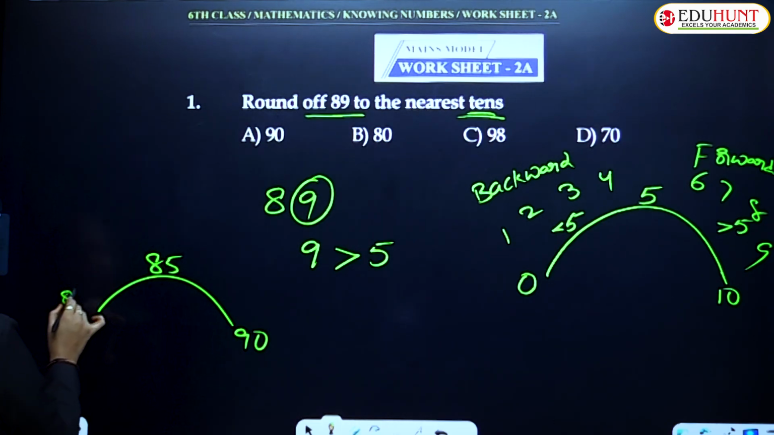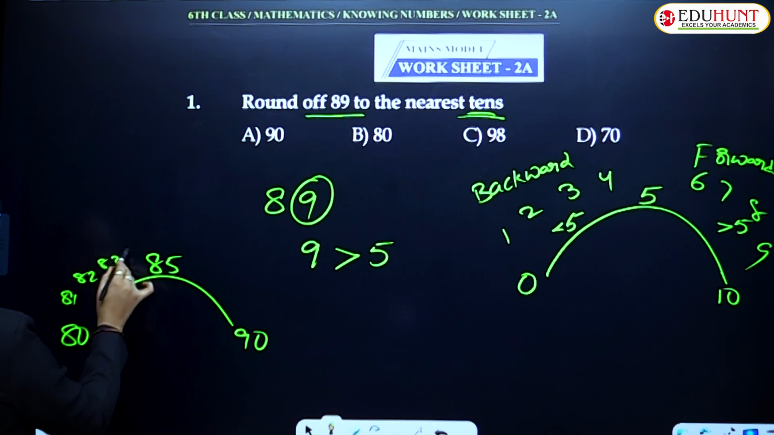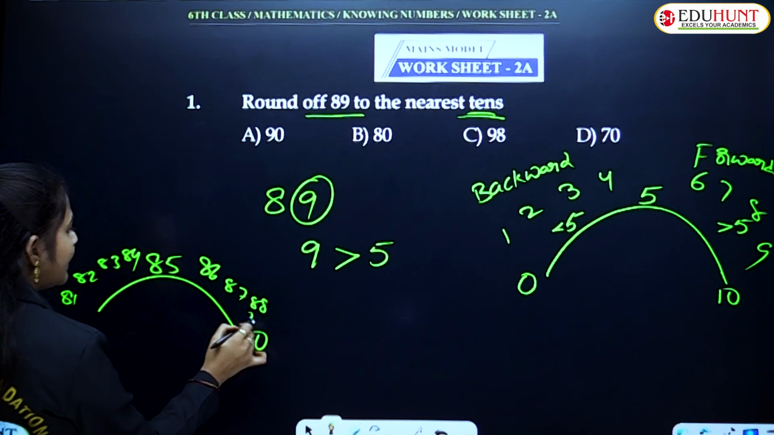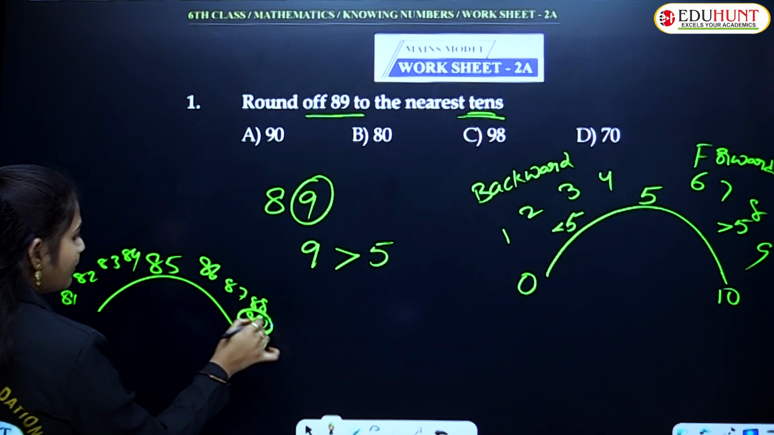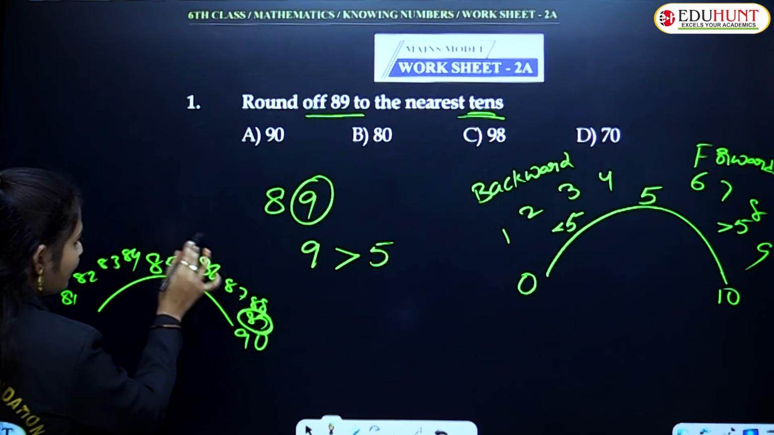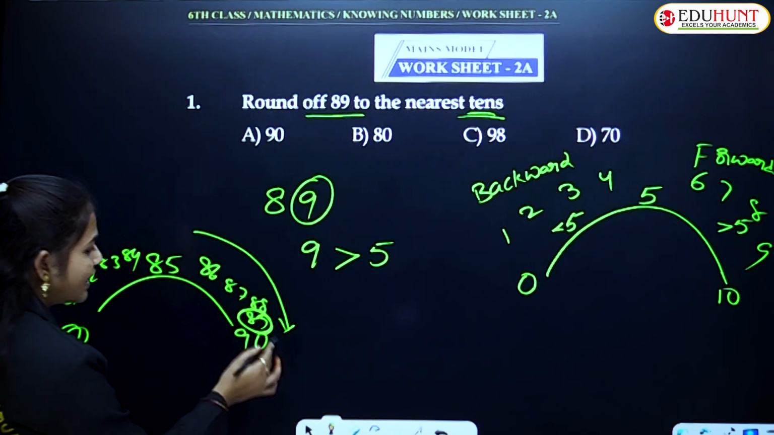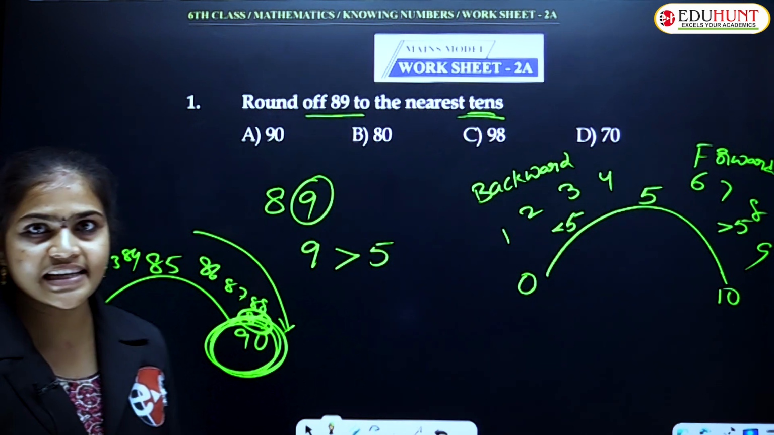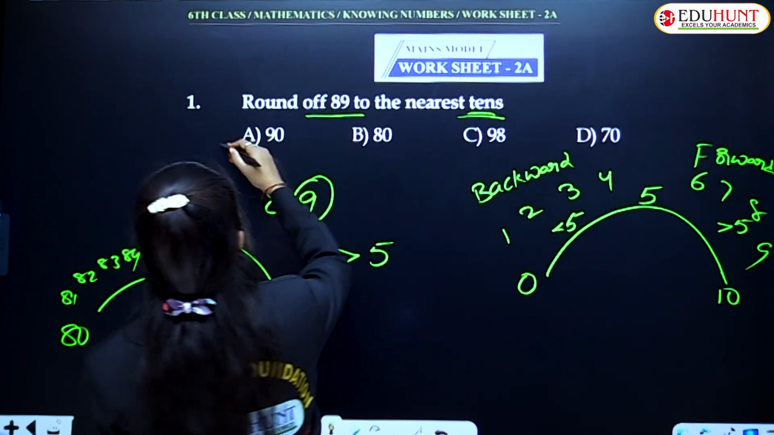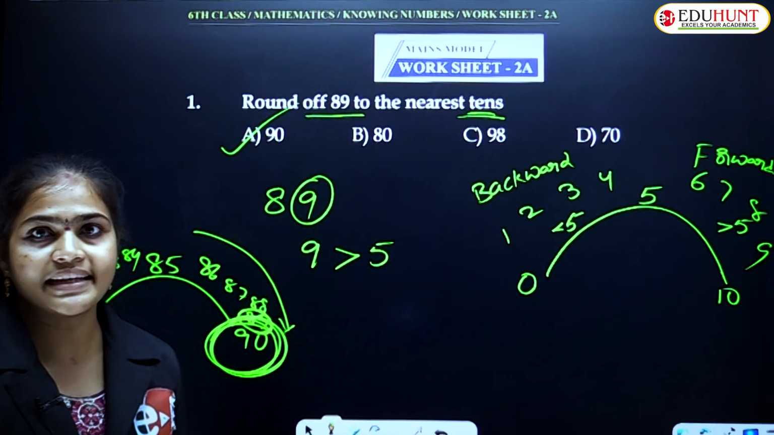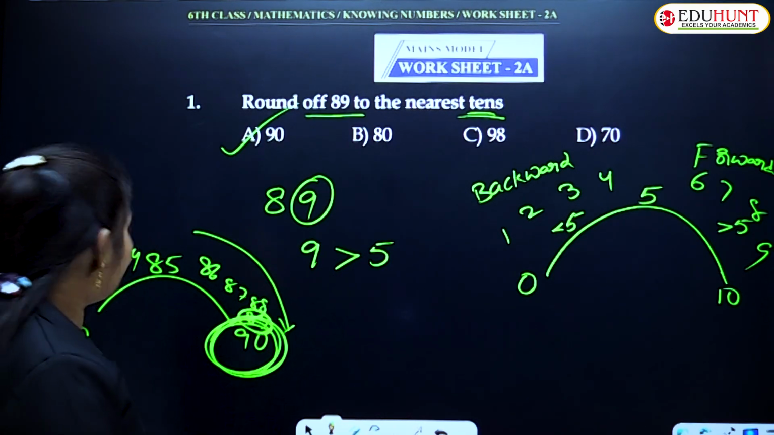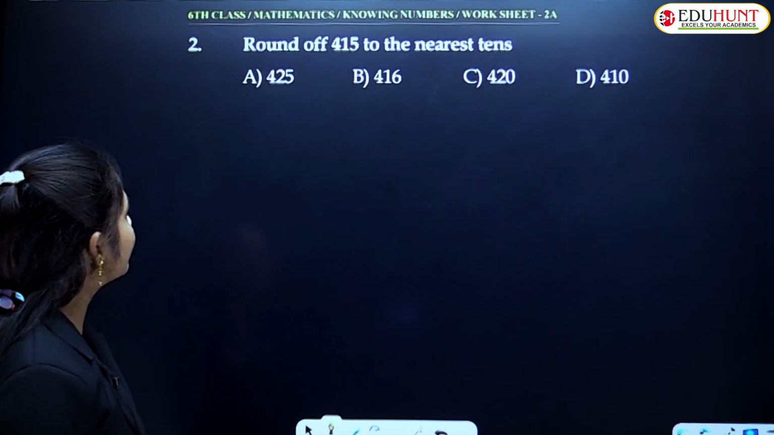Why? Because 81, 82, 83, 84 come here, and next 86, 87, 88, 89. So 89, which is given here, is greater than 85, so we have to go in the forward direction. So what is the nearest tens value here? That is 90. Understood this concept? Check another one and you will get clarity.